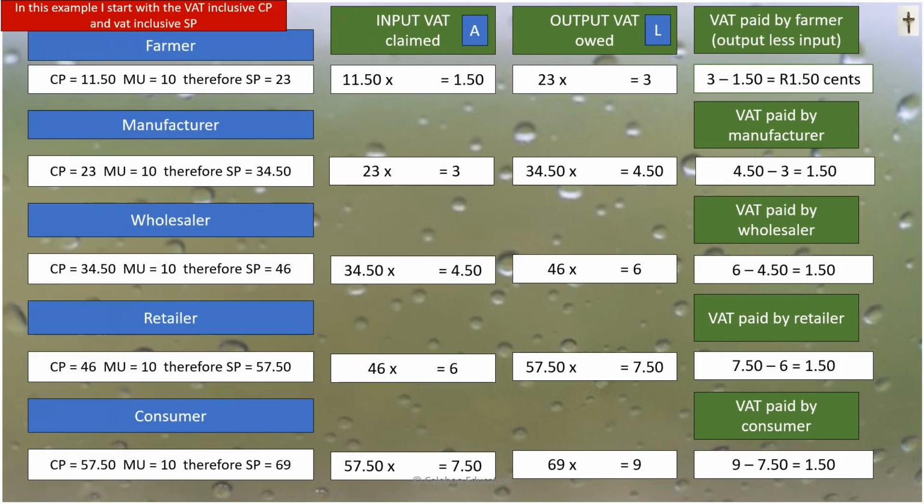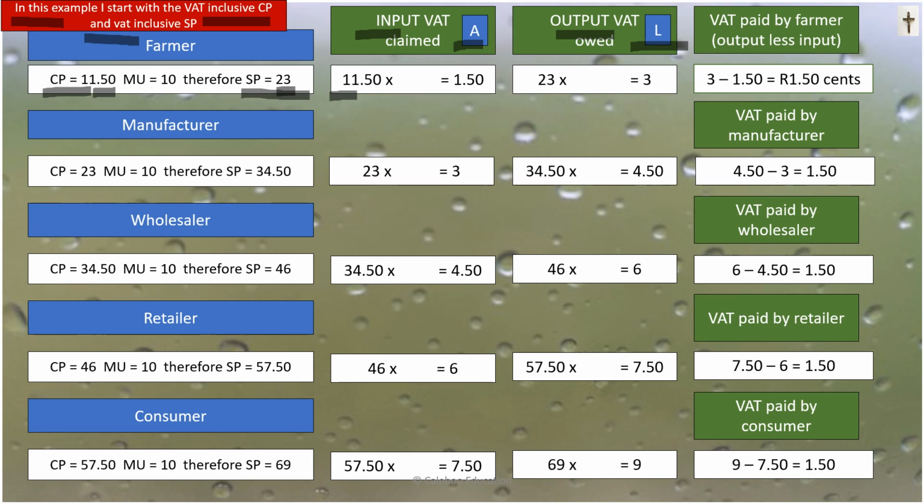In this example, I'm going to start with the VAT inclusive cost price and the VAT inclusive selling price. In the last example, the cost price and the selling price excluded VAT. This time I've included VAT in the cost price and the selling price. And remember, we're trying to determine the input VAT and the output VAT. Input VAT is an asset and output VAT is a liability.